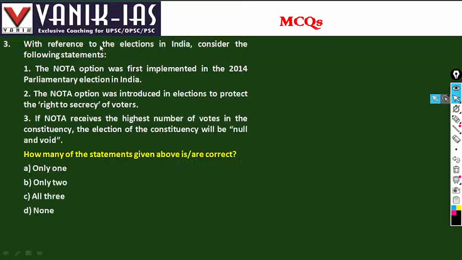With reference to elections in India, consider the following statements. The NOTA option was introduced in 2013. The NOTA option was introduced in elections to protect the voters' secrecy of vote. If NOTA received the highest number of votes in a constituency, the election of the constituency will be null and void. Only one is correct, that is option 2.